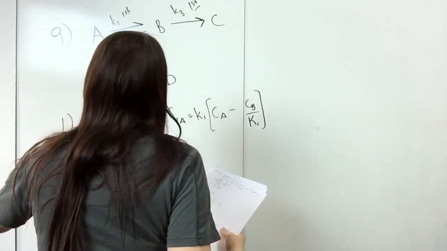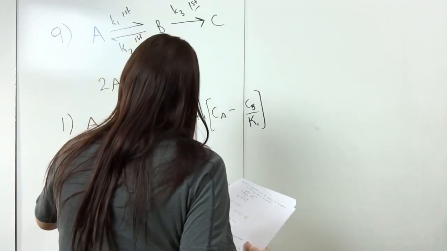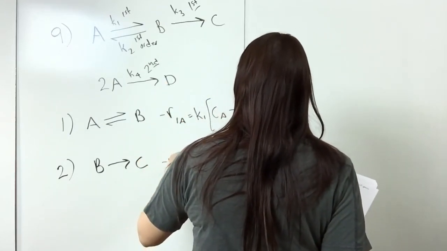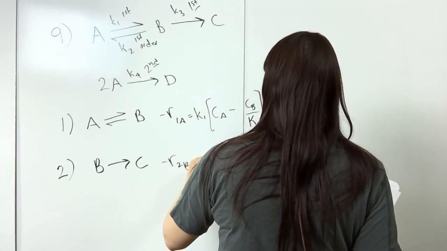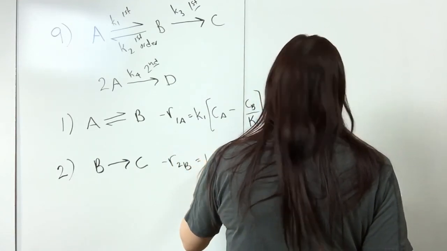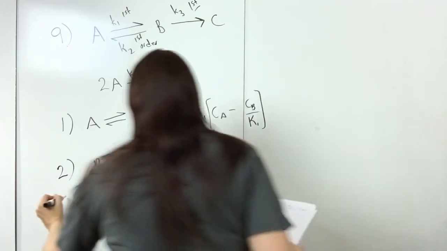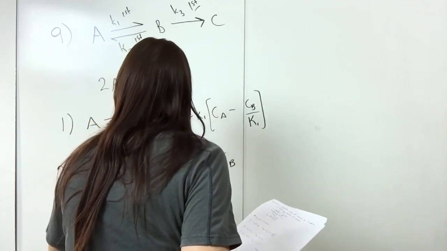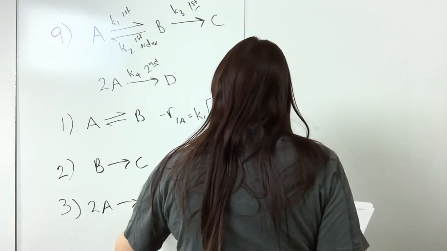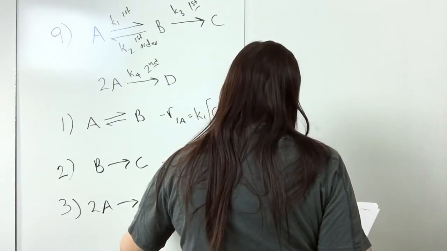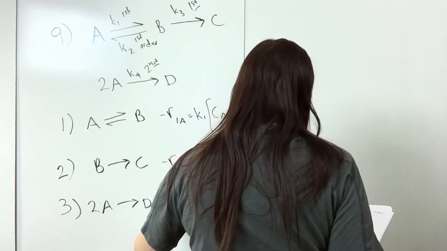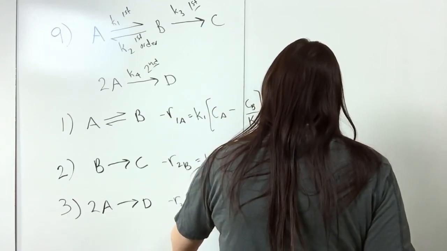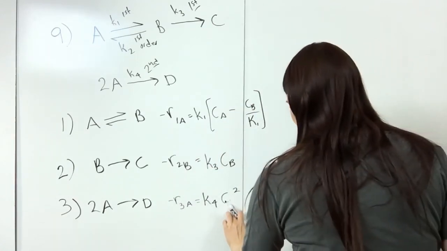So for the second reaction, I have B to C, and it says this one's first order, so minus R2B is equal to K3 CB. And then the third one is just 2A to D, and so minus R3A is equal to K4 CA squared.